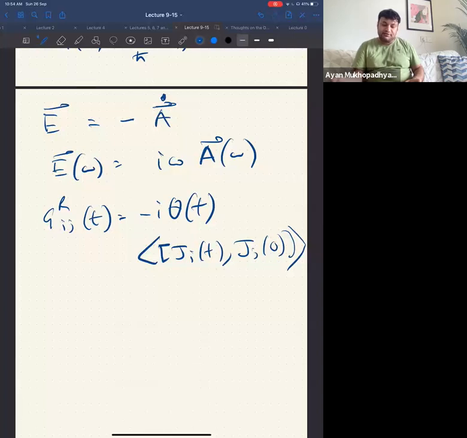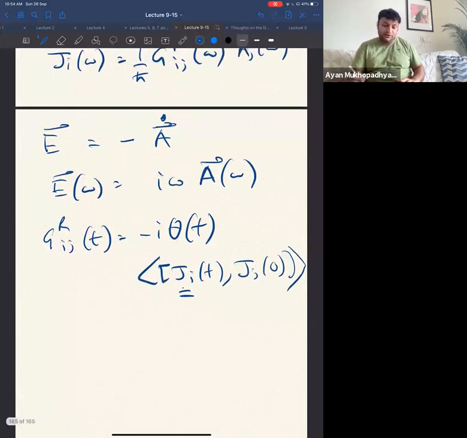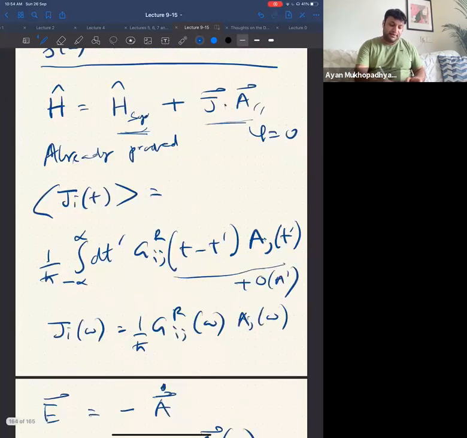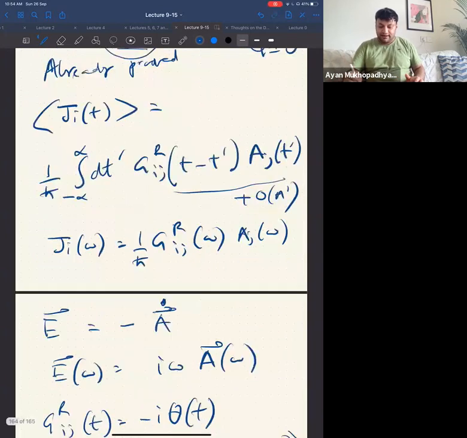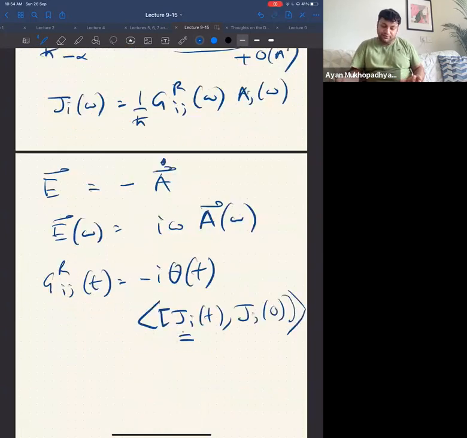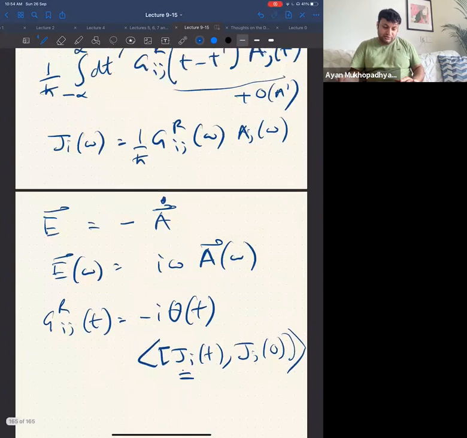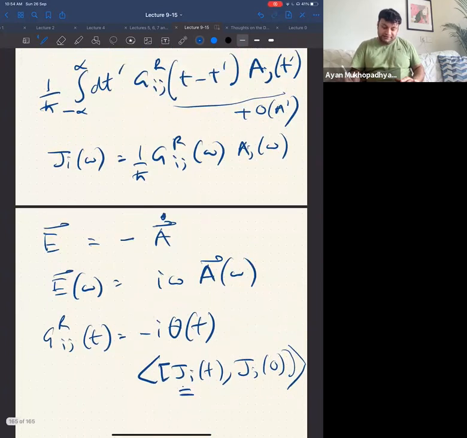So it's a commutator of the two currents, where one current is at some time and the other current is at time zero, both Heisenberg operators. Here it is the Heisenberg operator that is being evolved using the exact Hamiltonian of the system, H. This is not the free Hamiltonian, this is the exact Hamiltonian. And this is the thing that we need to compute in perturbation theory. All right, so this is the G R i j that I need to compute in the field theory.